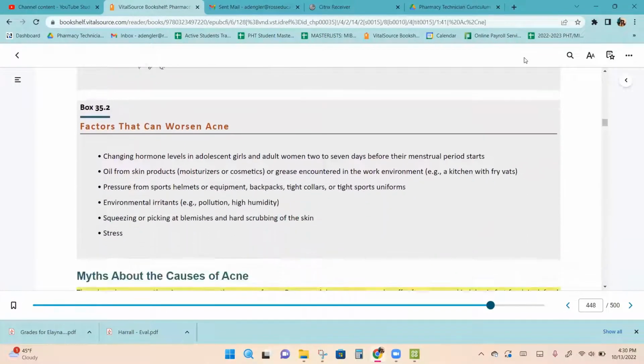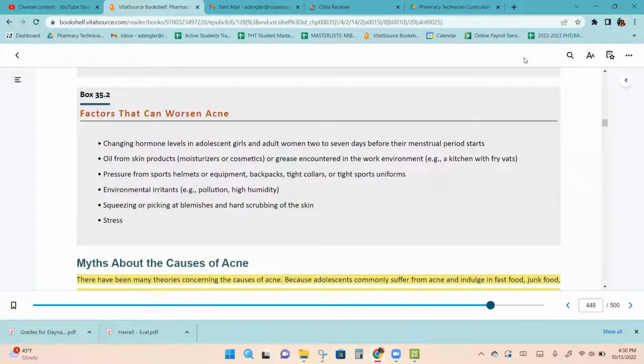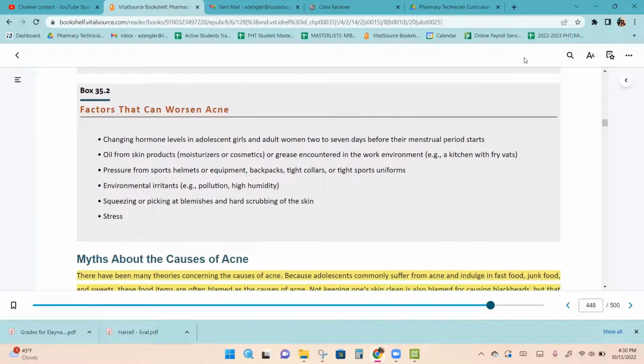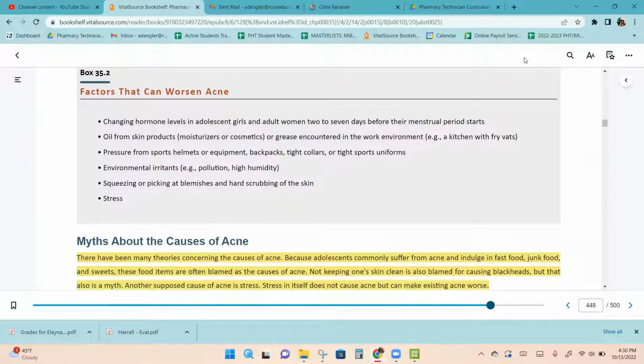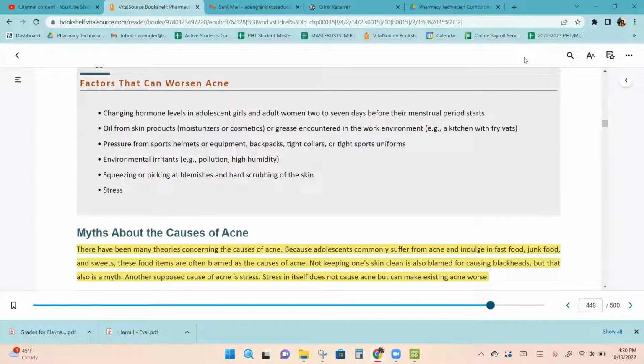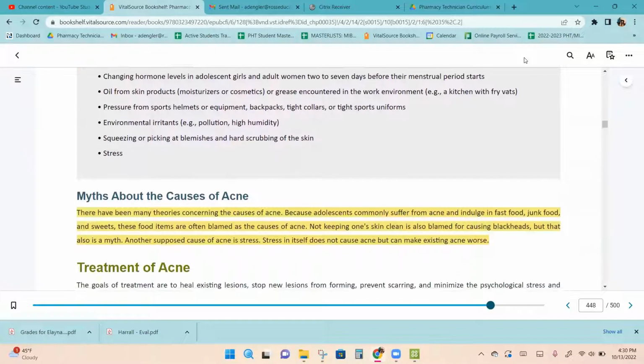Box 35.2 lists the factors that can worsen acne: changing hormone levels in adolescent girls and adult women 2 to 7 days before their menstrual period starts. So again, it's pretty common for menstrual-aged women and girls to experience acne around their period. Also, oil from skin products like moisturizers or cosmetics, or grease encountered in the work environment. So if you work in a kitchen with fry vats, of course, you're going to be around more oil.